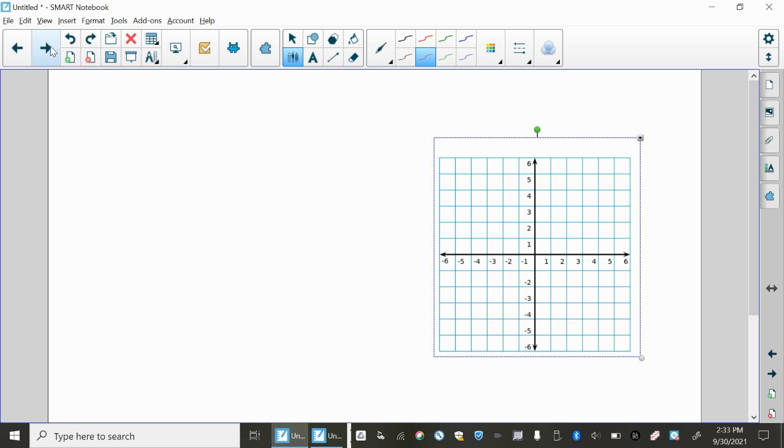Okay. I've got one more for you, so let's do one more. Let's say y is equal to negative 2/3 x plus 1. Now our slope is negative 2/3. Our y-intercept is 1. So again, we will start at 1.